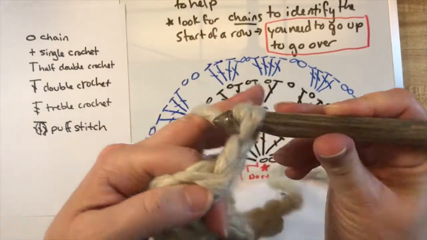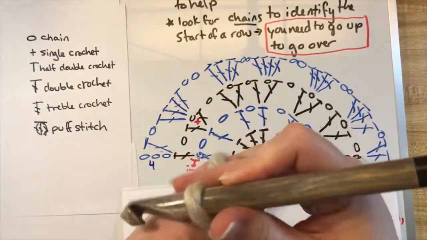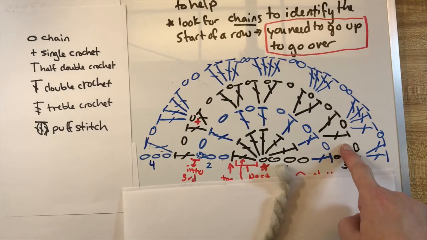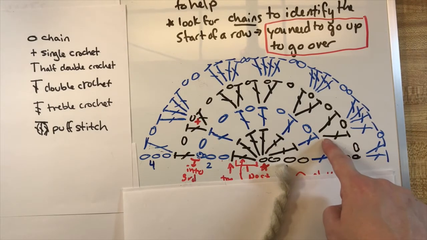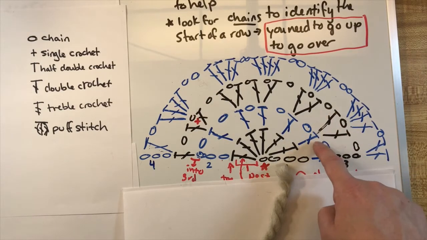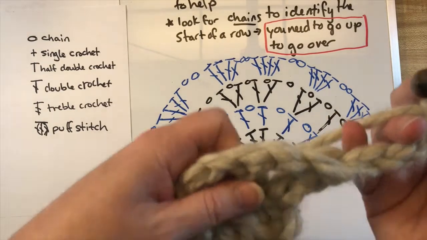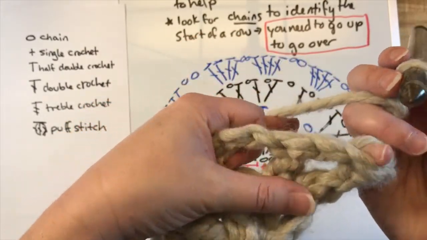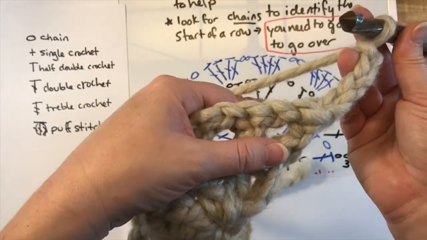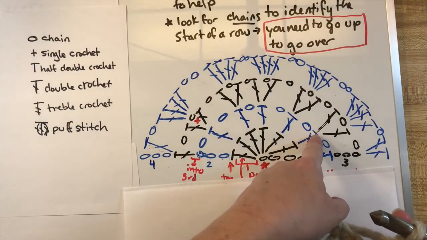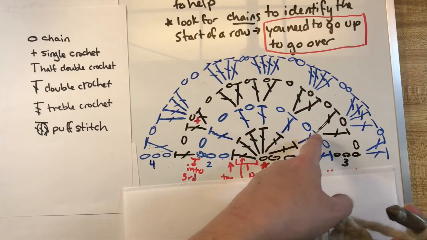1, 2, 3, 4. Now, here's the tricky part. Remember, it was a double crochet, chain 1, double crochet, and they're both going into the top of the next double crochet. Let's backtrack that. Reverse engineer. This is the double crochet that the chains came out of, which is this picture. We want to do what I call a V-stitch into the next double crochet.